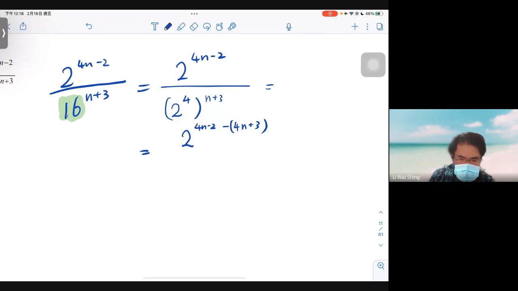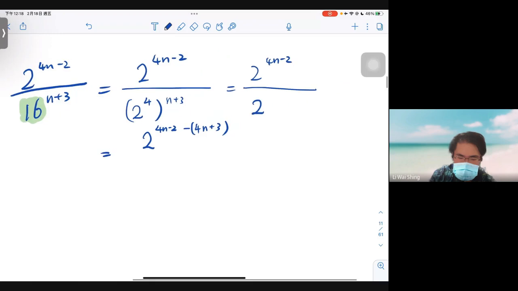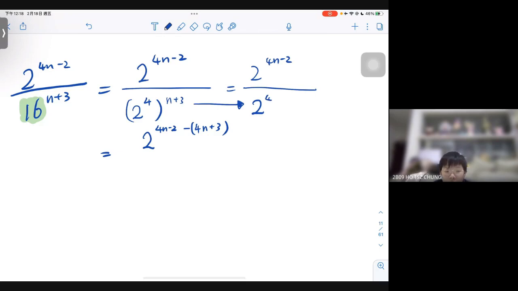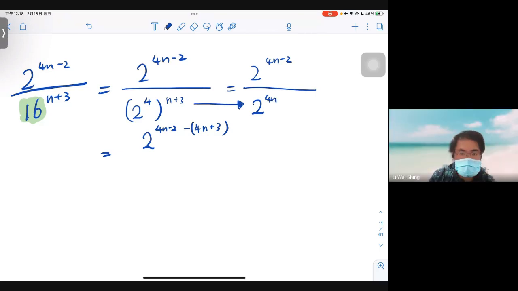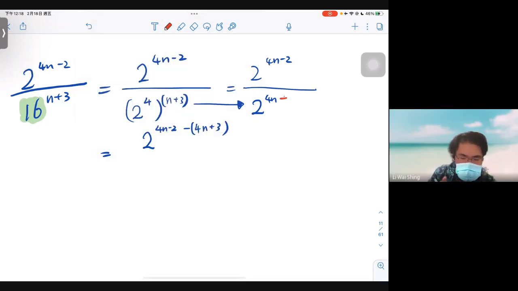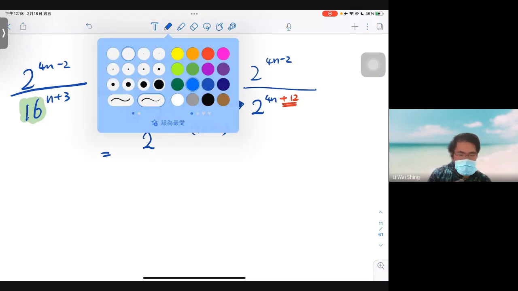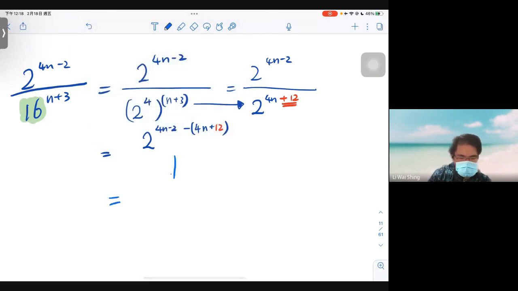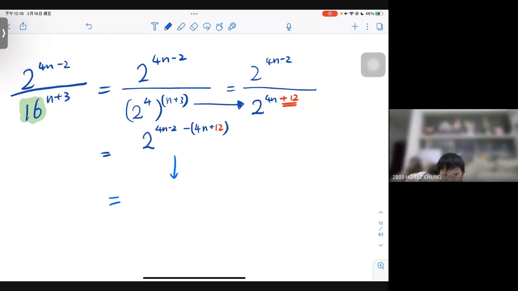So in the denominator, could you help me to simplify it first? What would it be in the denominator? 2 to the 4n plus 3. 4n plus 3 only? Plus 12. Plus 12, yes. Don't forget the plus 12. The 3 also shares the 4. So here, can you help me to simplify it? What would it be? 2 to the 1 minus 4n.